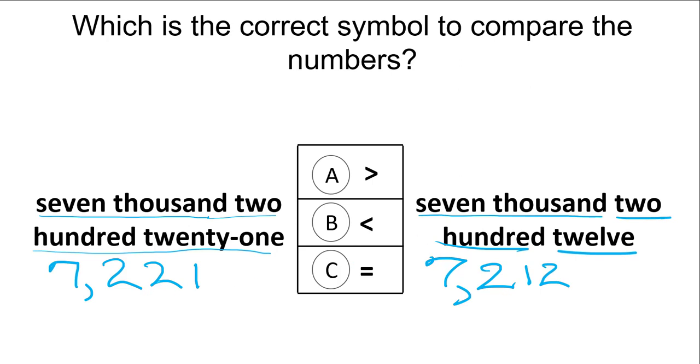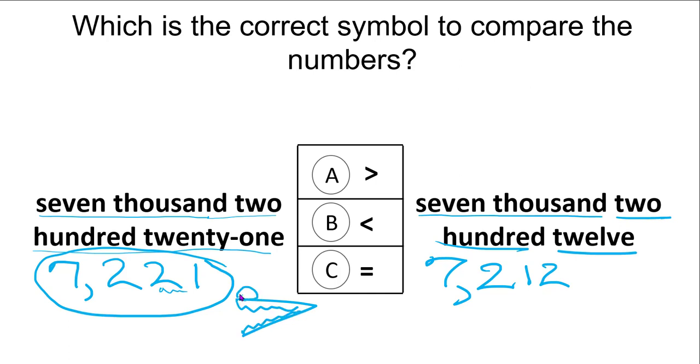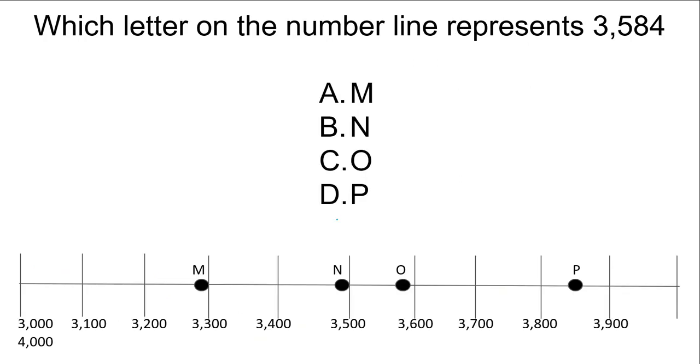But then when I get to the tens place, I see a 2 here. And then I get to the tens place and I see 1 here. So then this number is the greater number. And what did I say about the alligator? Yep, he wants to eat the bigger number. So his mouth will open to the biggest number. So we're looking at this one. Very good. All right, next question.